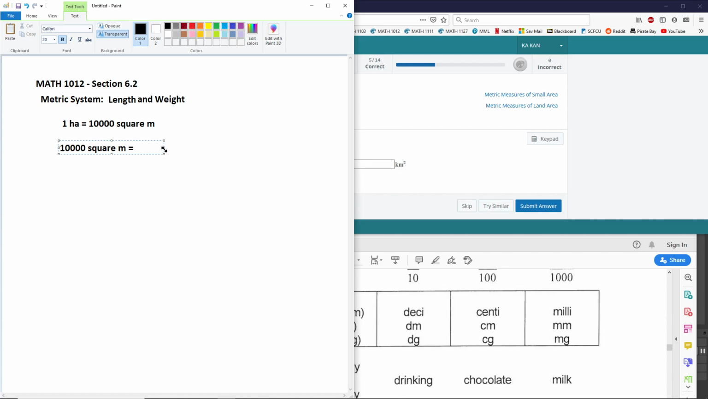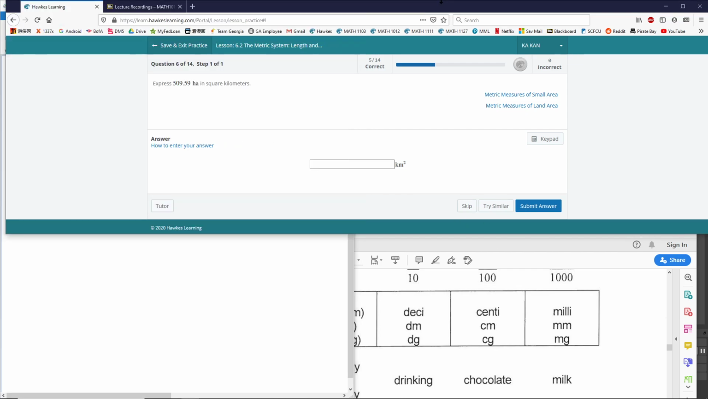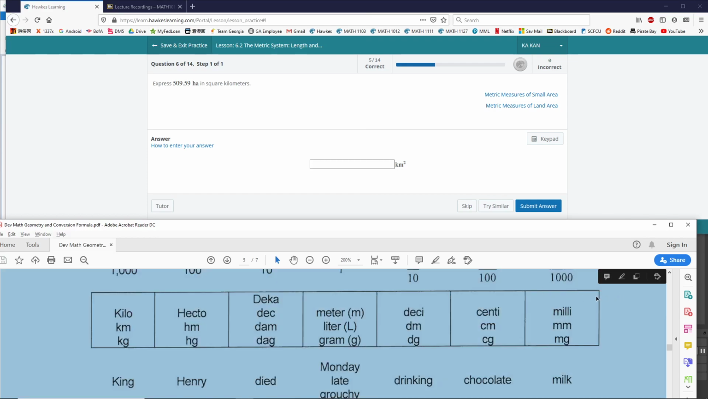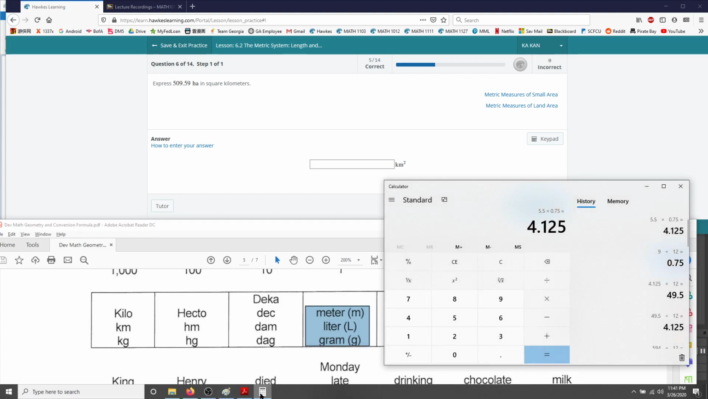We have to change it to square kilometers. So definitely a little bit tough, right? Because now we have to look at the metric system, right? The metric system says you're going from meters to kilometers. So you have to go left. 1, 2, 3. You have to go 3 times.